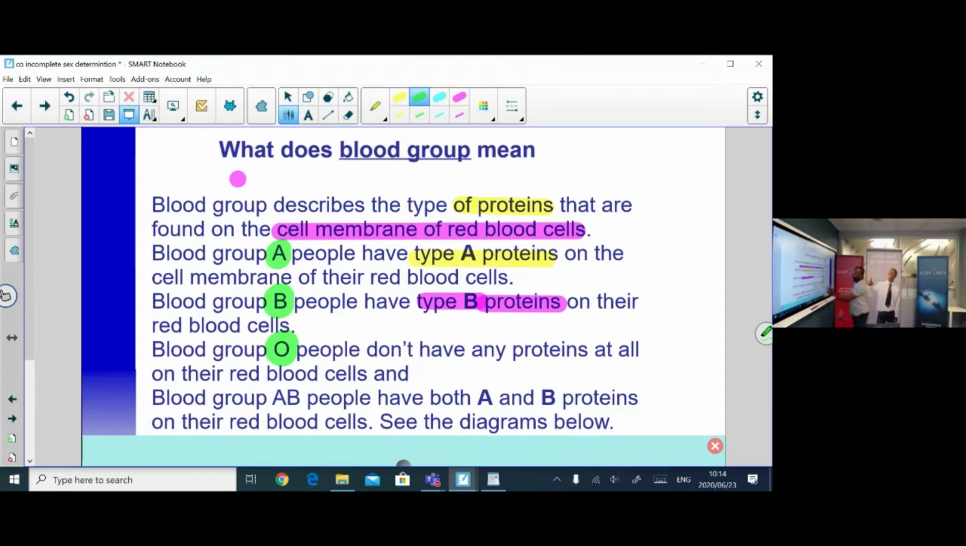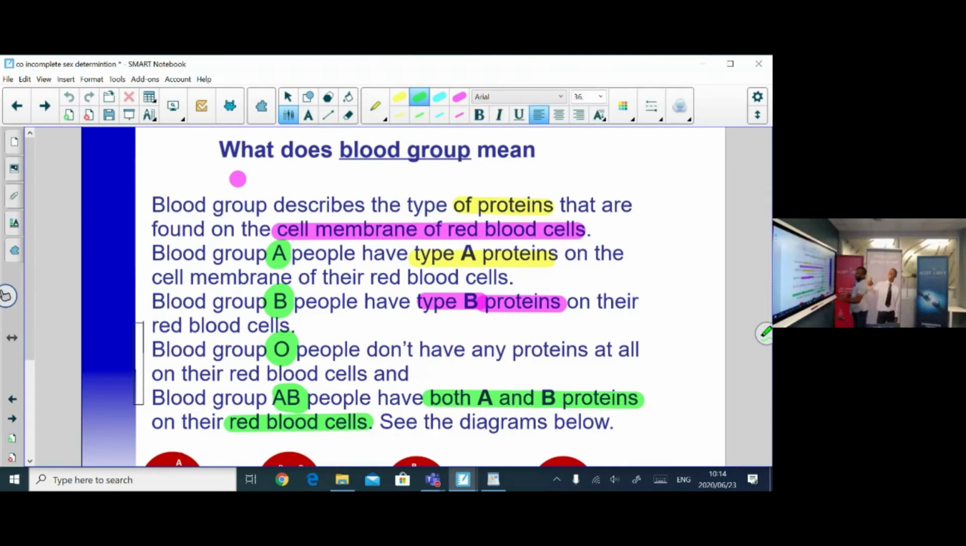What happens to AB? We should cover all the types of blood groups: A, B, or AB. AB people, because of the codominance nature, have both A and B proteins on their red blood cells. Let's look at the diagrams below to help understand. They should help us to understand what we are talking about.